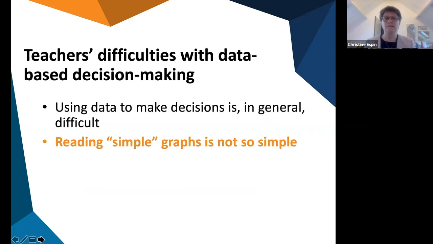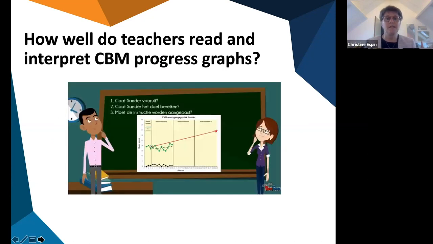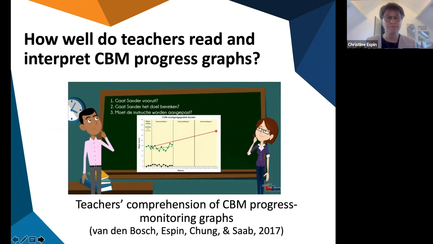Let's go to the second part of potential reasons why teachers have difficulty with data-based decision-making. We also looked into the graph reading literature. And what we found was that reading simple graphs is not always simple. Jess had talked to you about graph reading for her pre-service teachers. We did a study where we wanted to ask how well do in-service teachers read and interpret CBM progress graphs, the kind of graphs that Jess had shown to you.